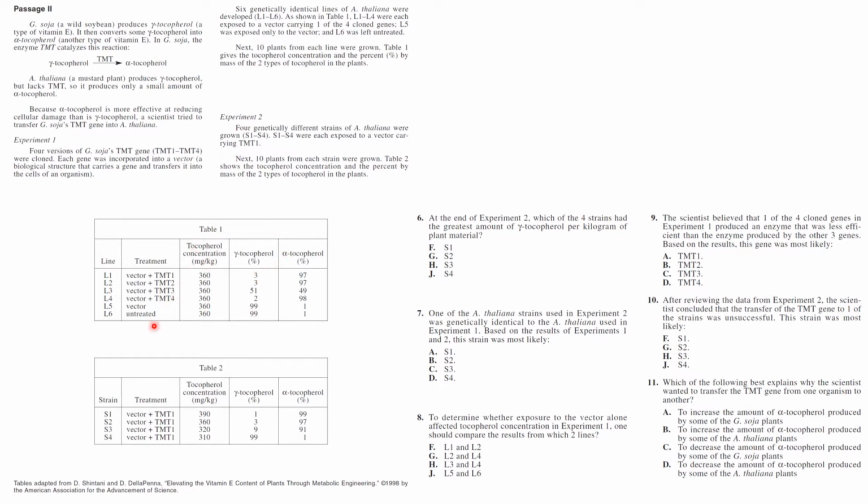We have two tables. So we have treatment with a vector and an untreated, concentration, percent of each one. It's the same in both tables. So what's the difference in line 1 versus strain 1? 6 genetically identical lines, genetically different strains. So it gives me a basic idea of what's happening. Looks like they're transferring genes from one tocopherol to another. I don't have to know what that means deeply, just how to kind of approach it.